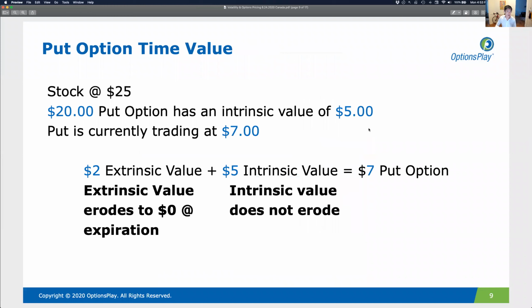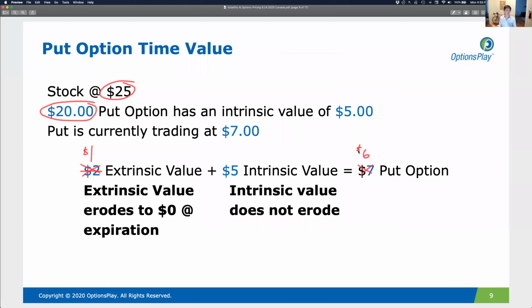What happens is that when all things are kept equal, once the earnings come out, even if the stock stays exactly the same price, meaning everything stays exactly the same, the stock price, the strike price, the amount of time left to expiration, that uncertainty goes away. And you're going to see the extrinsic value of the option start to decrease. It might decrease down to, let's say, $1. So what that means is that now the put option, instead of being worth $7, is now only going to be worth $6, with everything else held constant.